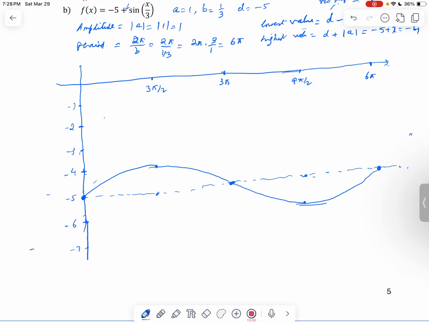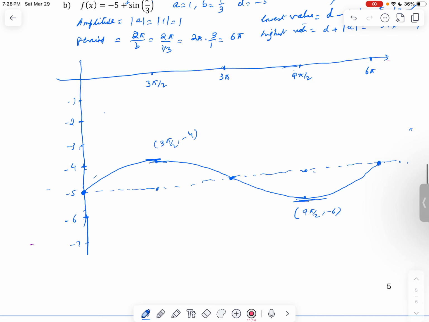There you go. So what is the highest value? Can you see -4? And the lowest value is -6. So if you are asked to write the points, you will say (9π/2, -6) and this will be (3π/2, -4). That's it. That is how you graph these functions.